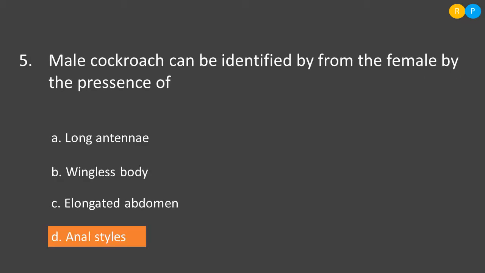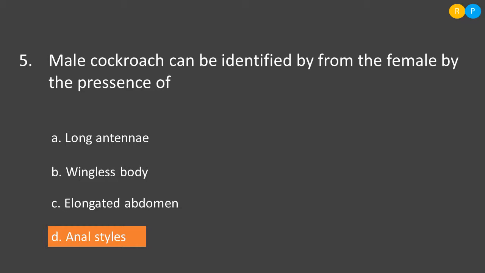As the fifth question, a male cockroach can be identified from the female by the presence of. So male and female cockroach can be distinguished by external features. That means by just the morphological character we can identify which one is male and which one is female. So let us see the options.